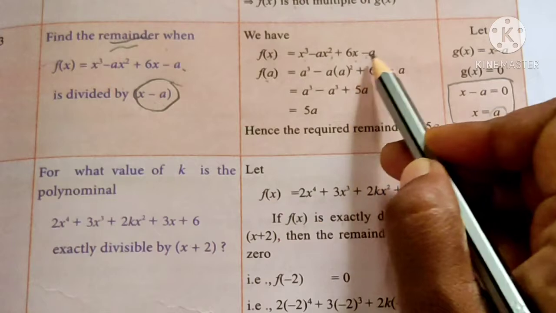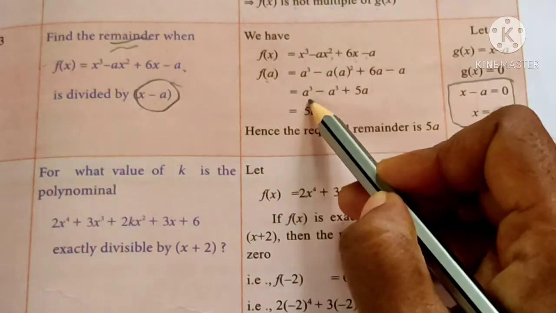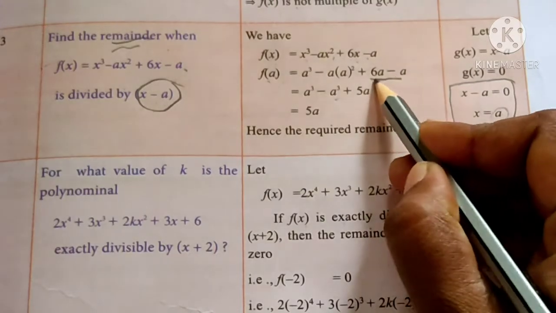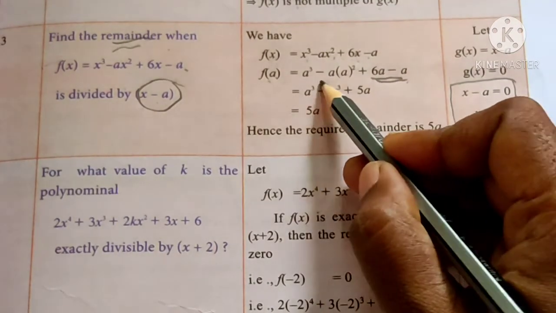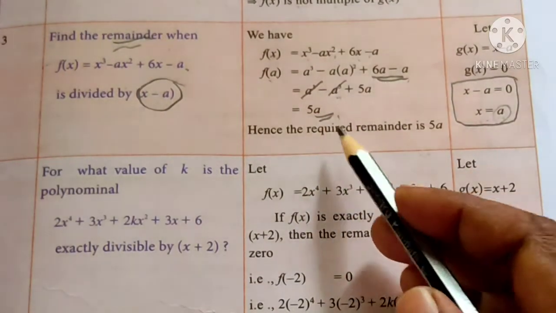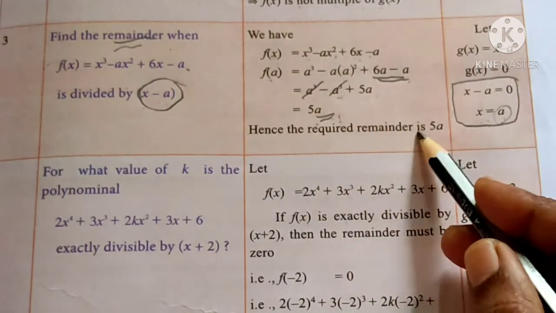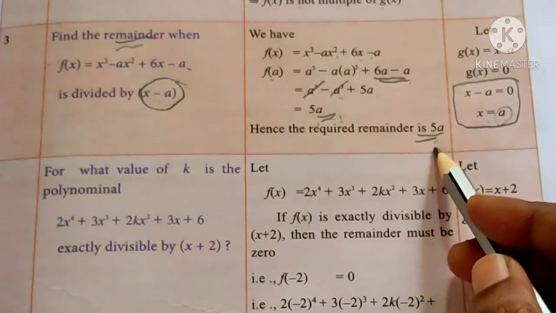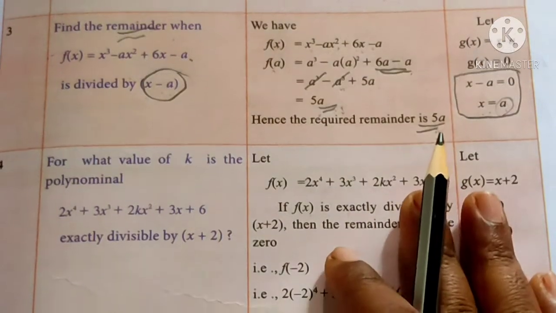So a cube minus a into a square is a cube. Then 6a minus a, we get 5a. So a cube minus a cube cancelled. The balance remainder is 5a. The remainder of the given polynomial is 5a. Okay. Listen, the fourth question.